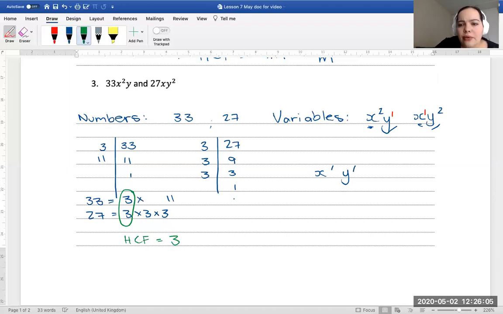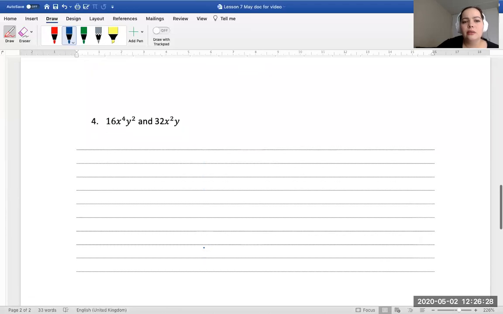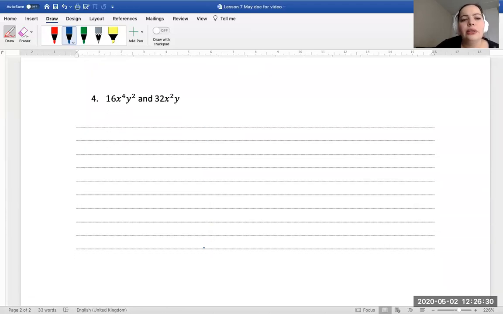So technically, if we combine this all together, our highest common factor for 33x squared y and 27xy squared is 3xy. So I think it's pretty cool that you can take something that looks complicated like that and find the highest common factor. All right, so now we're going to head on to our last example. This one looks pretty tricky too. Let's see how it goes.